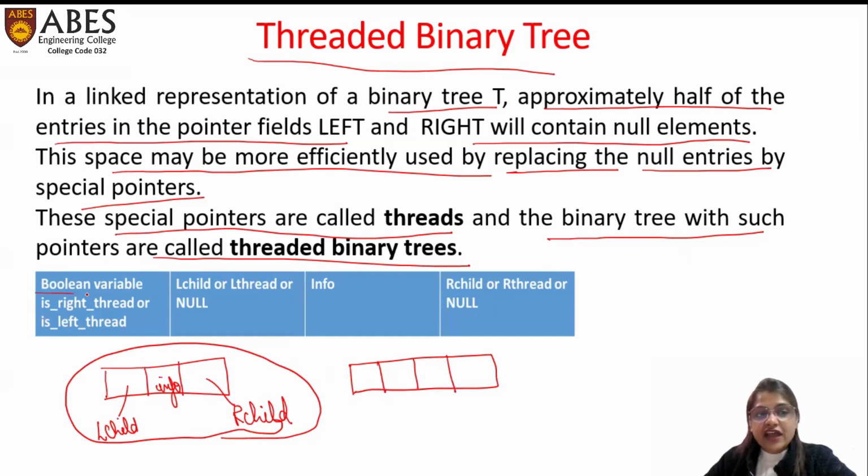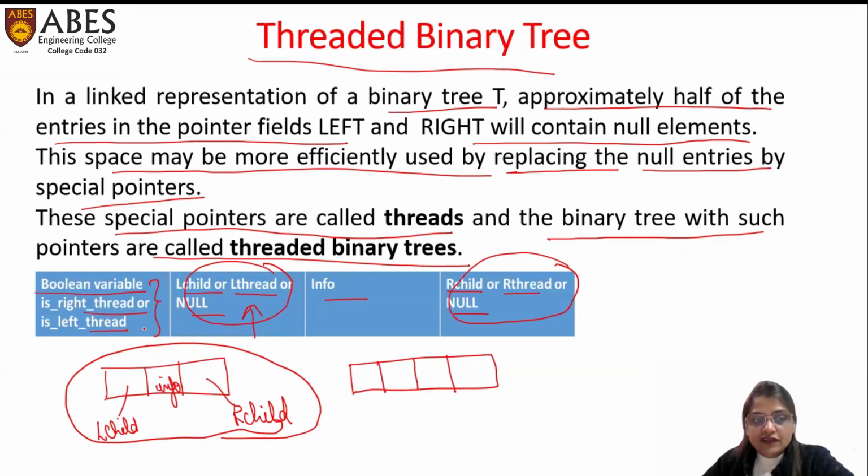We take a Boolean variable, which tells us whether we are using threading here or not. Then the node has a left thread, left child or null, then the info part, then the right child, right thread or null. It means this component can have any one of these three values, and similarly this part can have any one of these three values. The first parameter tells us whether we have used threading or not. If it is false, we are not utilizing threading. If it is true, then we are using threading here.